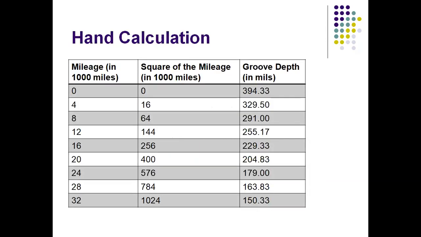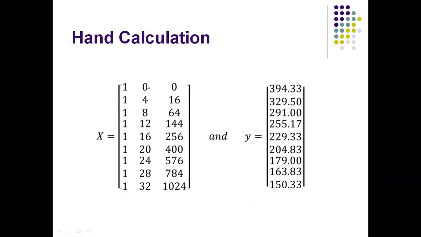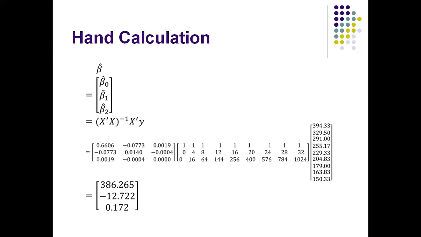Now a hand calculation. I am considering an x value and the square of it, the x square value, and I will use the matrix representation to understand it. So X will be: the first column is 1, then the x value, then the x square value, and this is y. You can check this one. Next, the beta vector, beta 0, beta 1, beta 2, is nothing but X transpose X inverse multiplied by X transpose y. So you get this matrix, X transpose X inverse, and this is X transpose y.